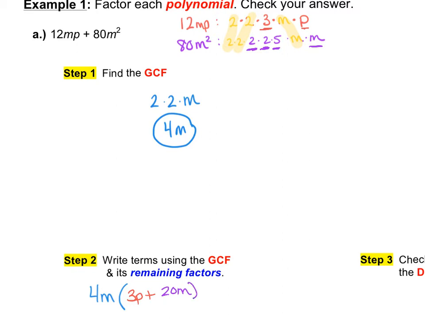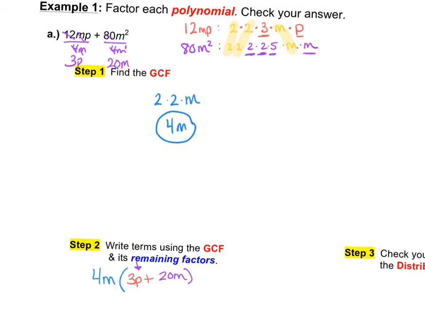And this makes sense because I took each term and I divided it by 4m. So let's take a look at that. Well, 12 divided by 4 is 3, and the m's canceled, so I had 3p left, which is what I have in my first term in parentheses. And for 80 divided by 4, well, that's 20, and m squared divided by m, we subtract these exponents, so it leaves me 1m. So you can start getting good at these and doing them in your head.